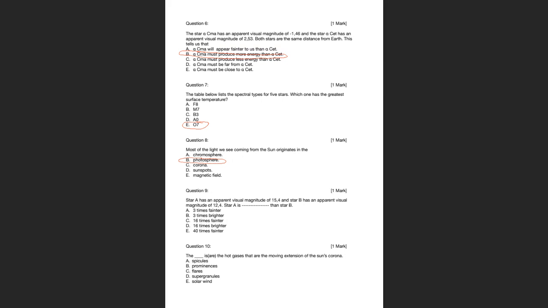So the lower it is on the scale, the brighter it is. So from this, we already know star B is brighter than star A. If we plug this into our equation, we know that star A is 16 times fainter than star B. The apparent visual magnitude of star A is 15.4 and of star B is 12.4. So that already means star B is brighter than star A. But now we ask, what is star A? In this case, you'll be given a formula. So this means star A is 16 times fainter than star B.